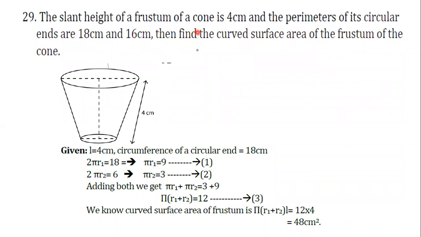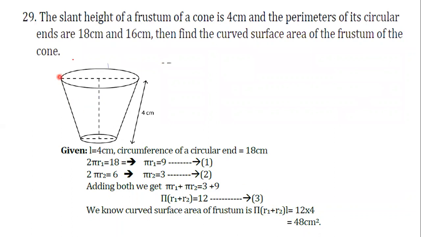29th question. The slant height of a frustum of a cone is 4 centimeter, and the perimeters of the circular ends are 18 centimeter and 16 centimeter. Then find out the curved surface area of the frustum of the cone. Yes, we know the formula for curved surface area of the frustum of a cone is pi into R1 plus R2 into L.